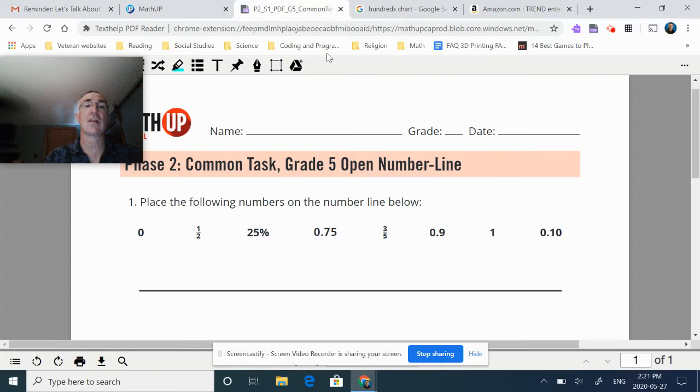When we take a look at that grade 5 open number line, you can see that we've got the following numbers, a mixture of fractions, percentages, decimals and integers. This one is really about understanding the relationship that exists between all of them and how they would all relate within that number line concept.